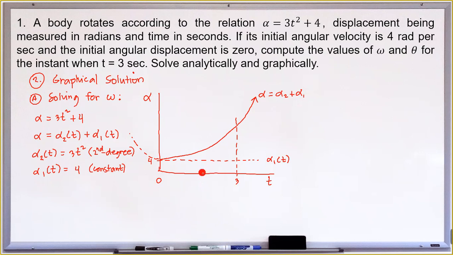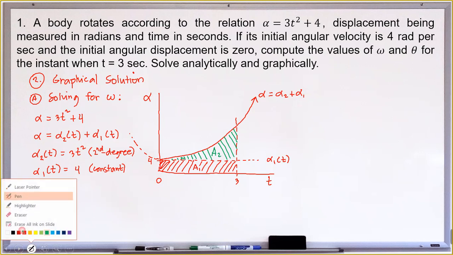Now we will distinguish the areas that are covered. These are just basic plane figures that we recognize or determine. First is this, this is our area 1, this rectangle. And then we use a different color so that we can distinguish. And then our second area, this is our area 2.